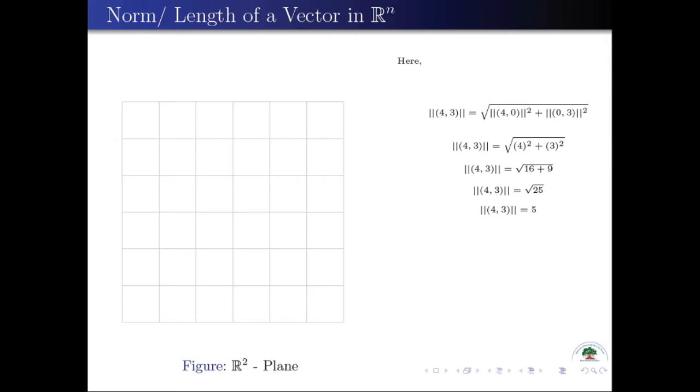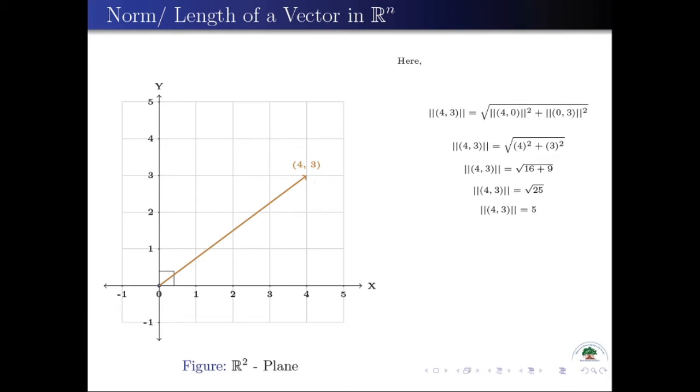Let us consider the two-dimensional space R2, and in this space we draw the x-axis and y-axis. This is our R2 plane, both are perpendicular, and here we draw a vector (4, 3). Where is the position of that vector? 4 is on the x-axis and 3 is on the y-axis. So this is the vector (4, 3).